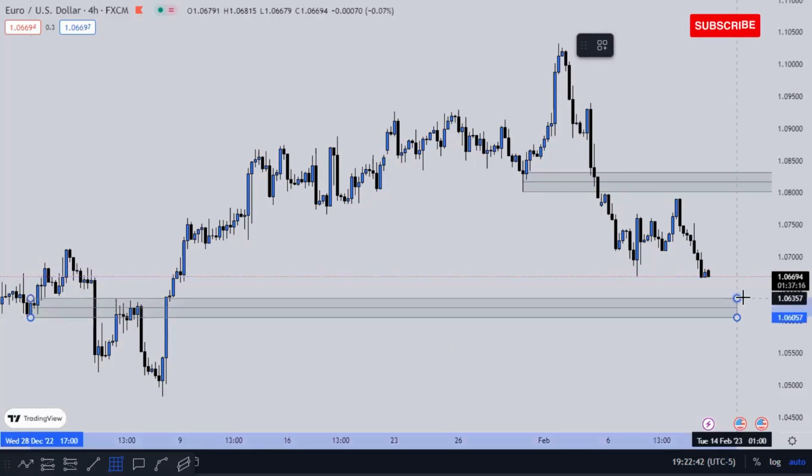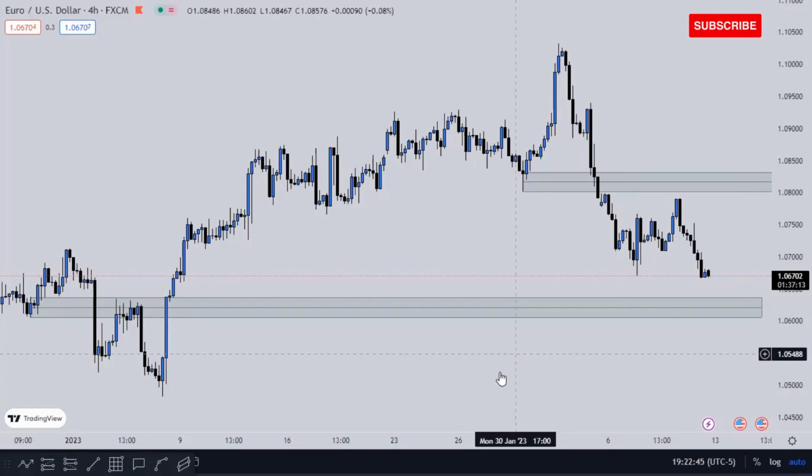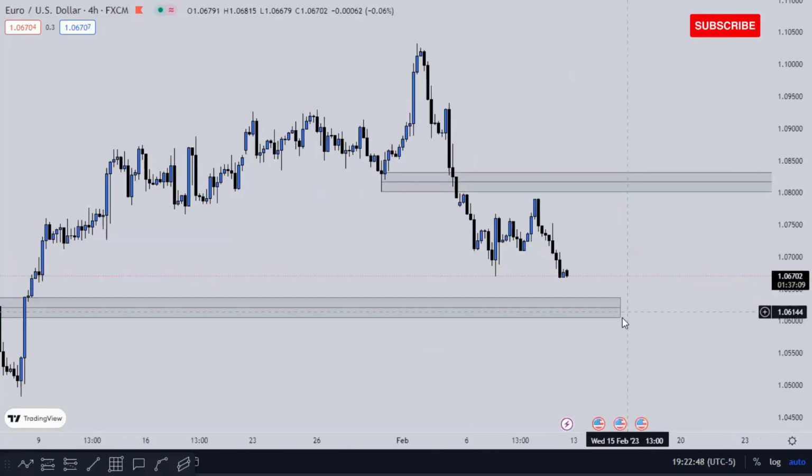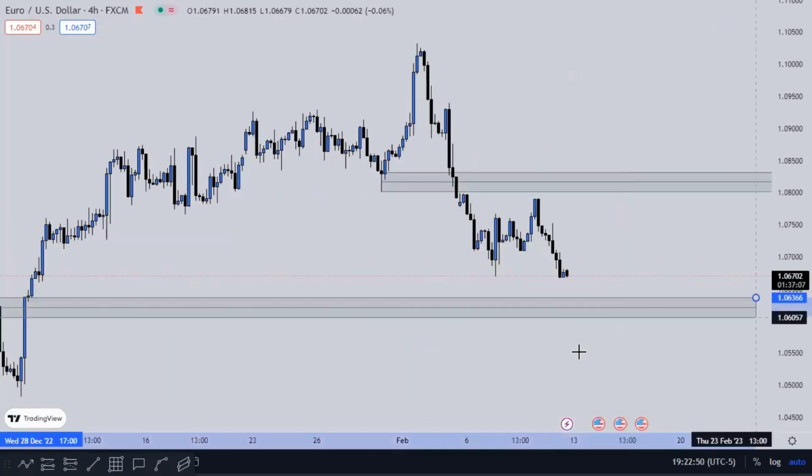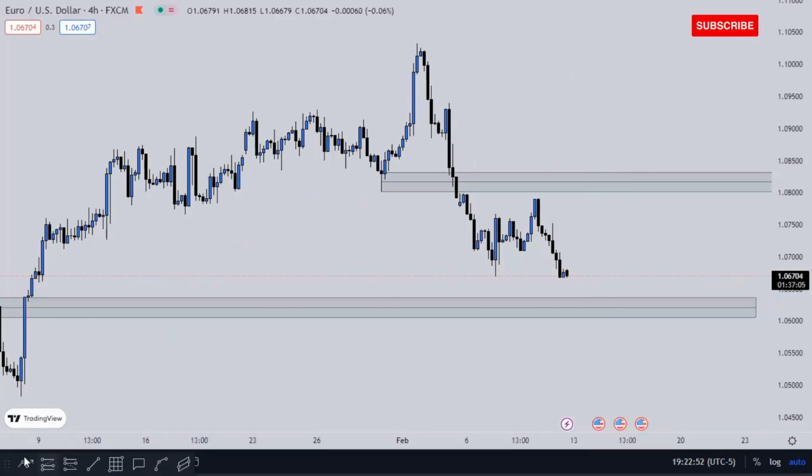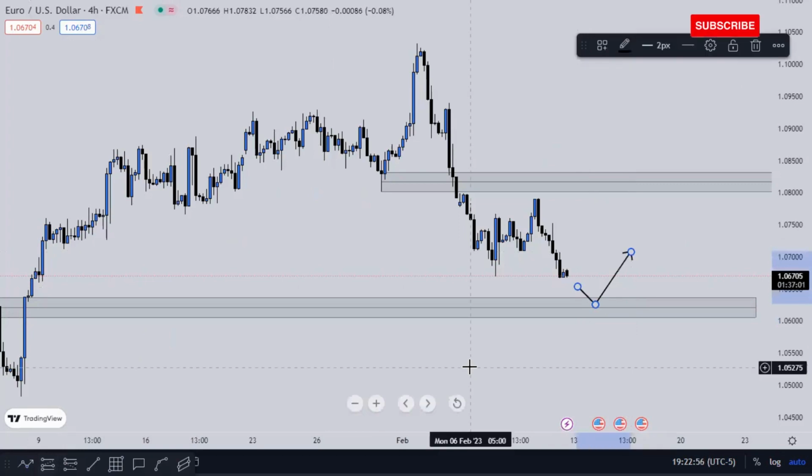So there is my support. I have support right there. As easy as that. No complicated, nothing. There's nothing to it. I'm looking for buys when the market comes here. So right here is my support. It's a high probability zone. We had a strong push from it.